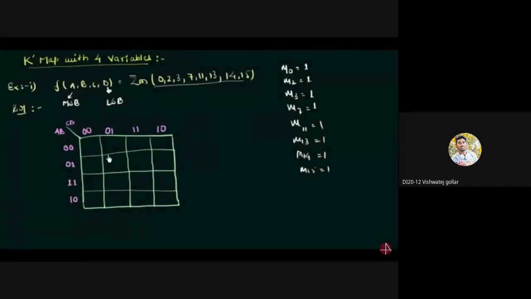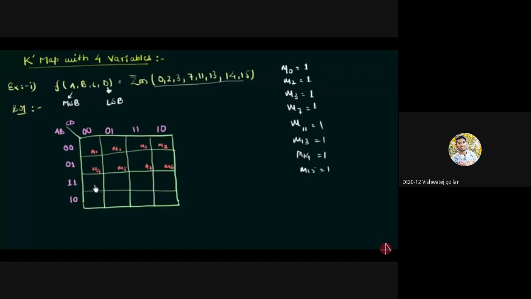This cell is your M0, this cell is M1, this cell is M2, this cell M3. Similarly, I will write down all the cells: M4, M5, M6, M7.